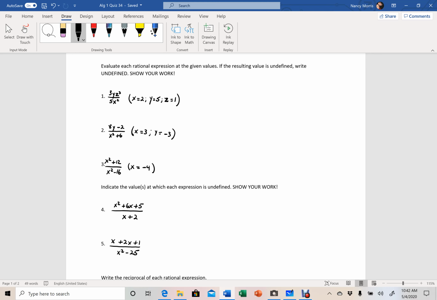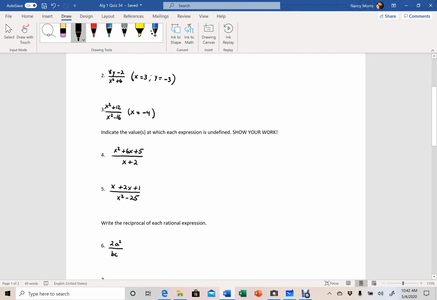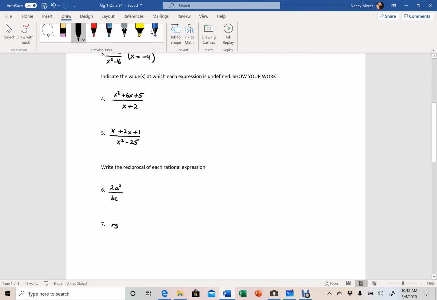So make sure that you substitute those values in, and if it's undefined, make sure you write that on your paper as your answer. Okay. The next section then is to indicate the values at which each expression is undefined. Remember, this is where we take our denominator and set it to 0, and then we solve for x to find what that undefined number is. Okay, so our first one, x squared plus 6x plus 5 over x minus 2.